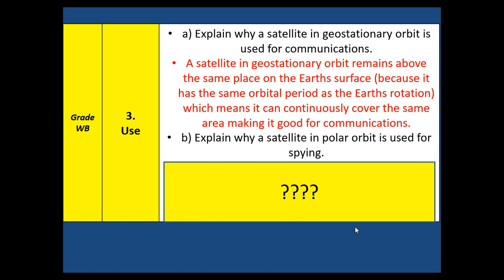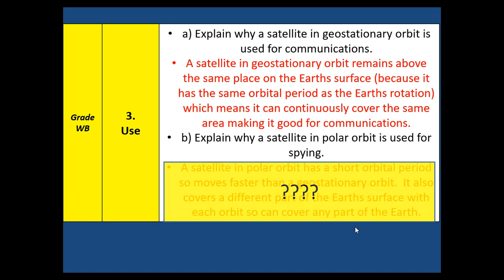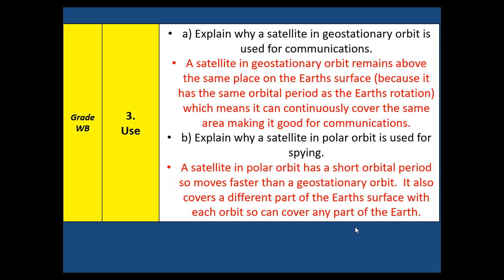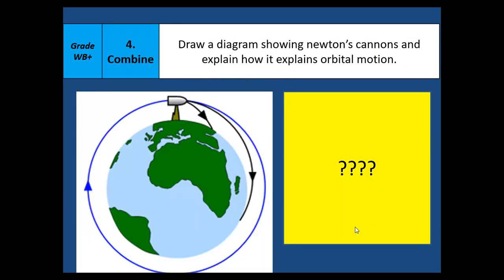Right, explain why a satellite in polar orbit is used for spying. Well, a polar orbit has a much shorter orbital period and is much faster, and so every time it orbits, it covers a different part of the Earth's surface. It can cover the Earth within a day or a few days. It can see everything that's going on on the planet, making it much more useful for spying.